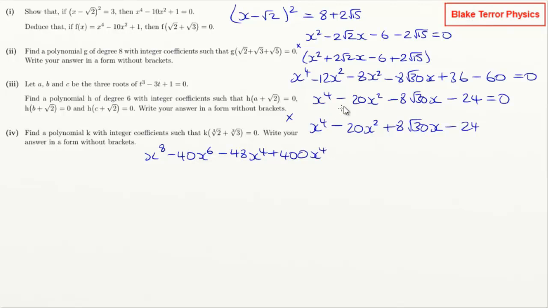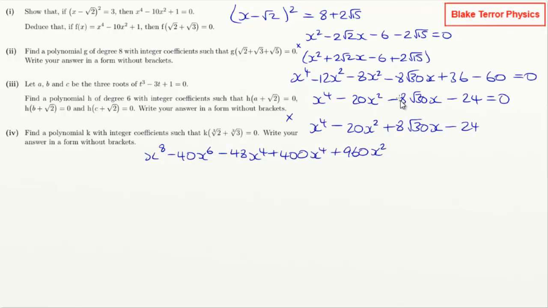So I'm going to have 20 times 24, which is 480. I'm going to have 2 lots of those. So 960 x squared. Okay, where am I up to?